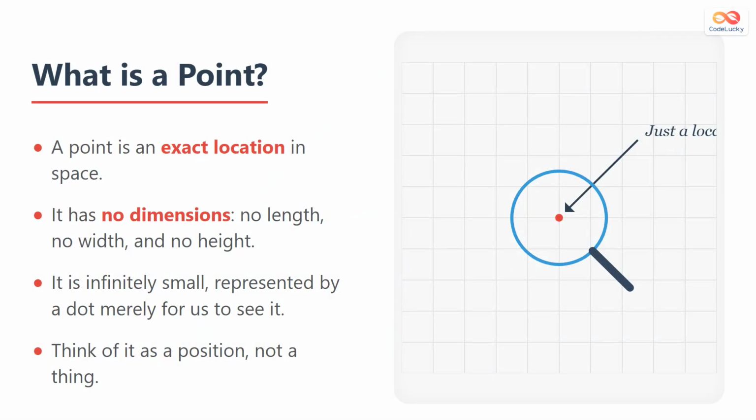So, what exactly is a point? A point is defined as an exact location in space. It is not a physical object. It has no size, no width, no length, and no depth. When we draw a dot on paper, we are just creating a symbol to represent that location, but the actual mathematical point is infinitely small.